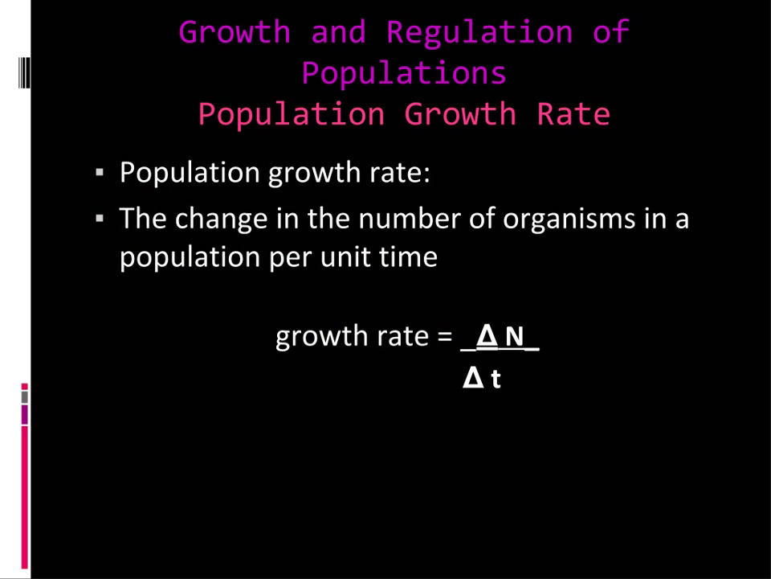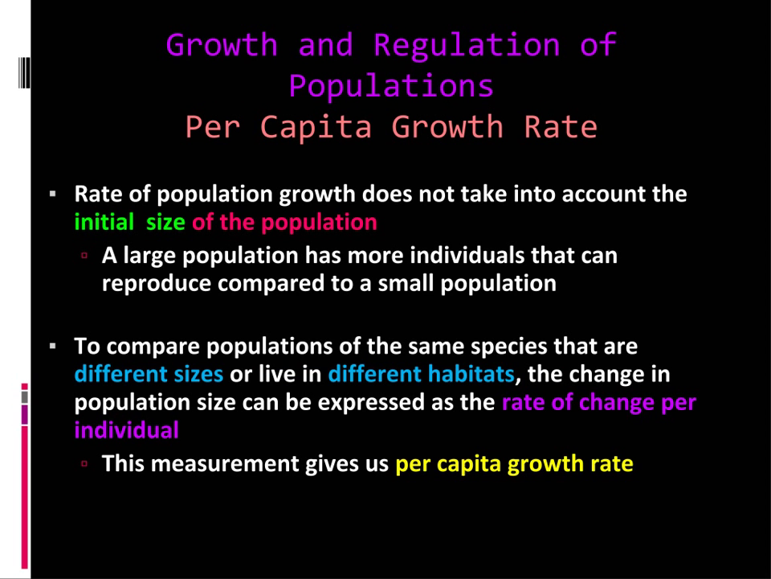Now, population growth rate. This is the change in number of organisms in a population per unit of time. So you can see here, our growth rate equals the change in N, so our change in population, over change in T. T again equals time. The rate of population growth does not take into account the initial size of the population. So a large population has more individuals that can reproduce compared to a small population.